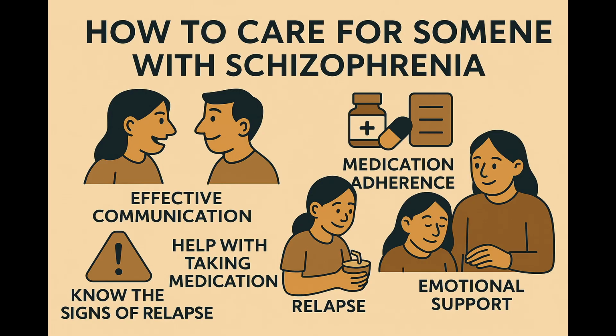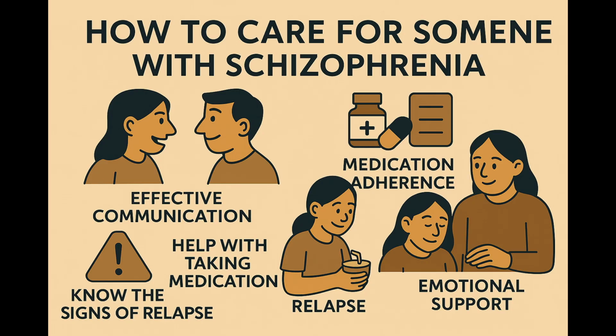How to care for someone with schizophrenia. Treatment methods from the visual breakdown. Medication helps reduce hallucinations, delusions, and confusion. Therapy, talking with a counselor to manage stress and emotions. Healthy lifestyle, regular sleep, nutrition, and exercise.